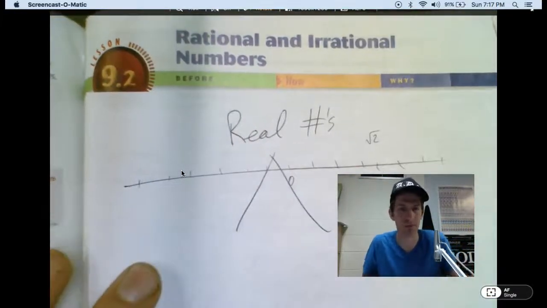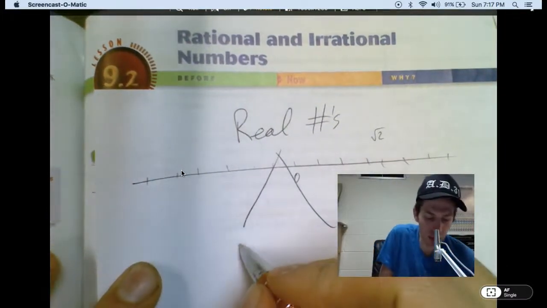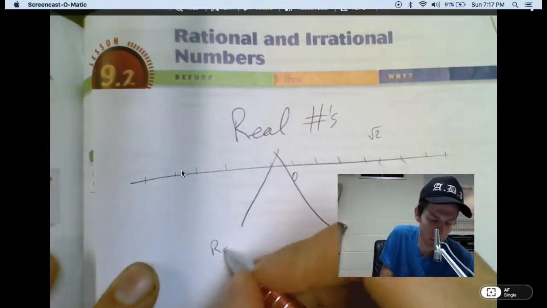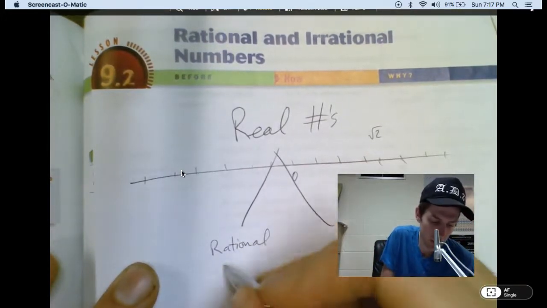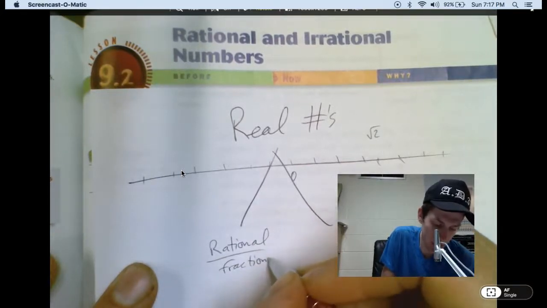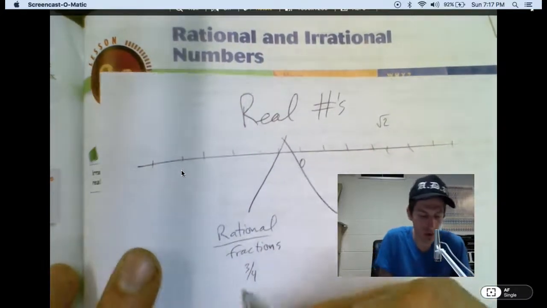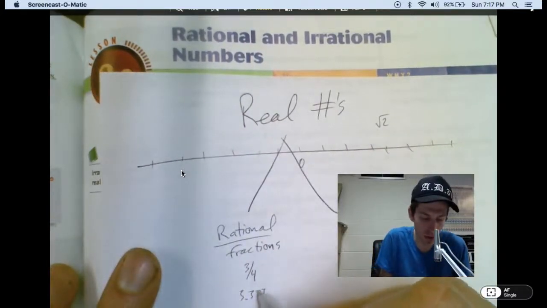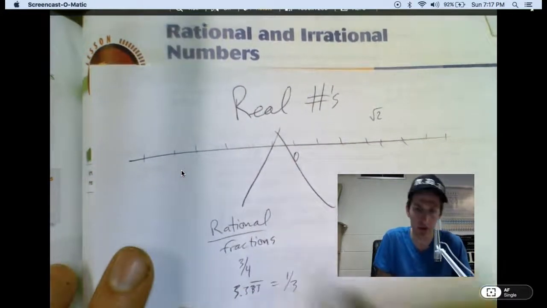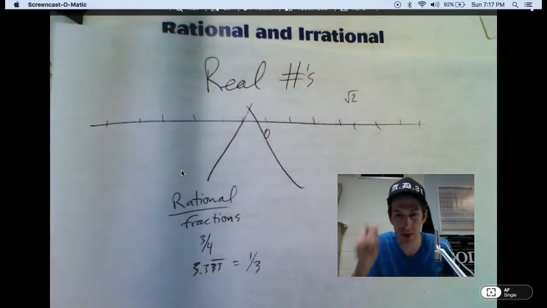Now, I told you before that a rational number can be written as a fraction, such as 3/4 or 0.3333 repeating, which would equal 1/3, right? If it can be written as a fraction, it's a rational number. You can wrap your mind around it.